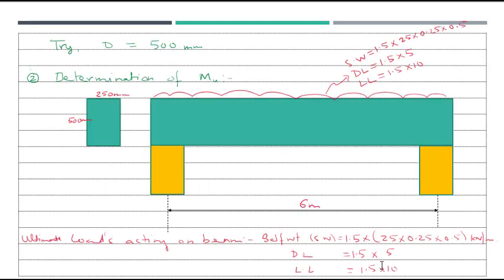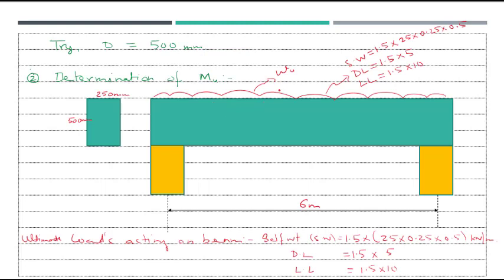So what will be the ultimate load which is acting on the beam? The ultimate load W is equal to the sum of all these three loads. If I sum this up, it will be 27.2 kilonewton per meter. Because of this load W acting on the simply supported beam, you are going to have maximum moment at the midspan.